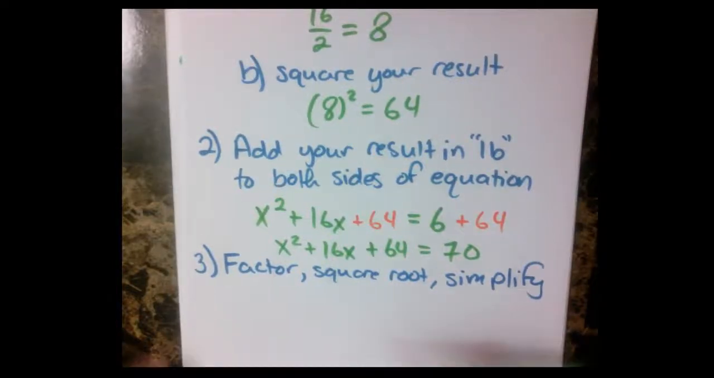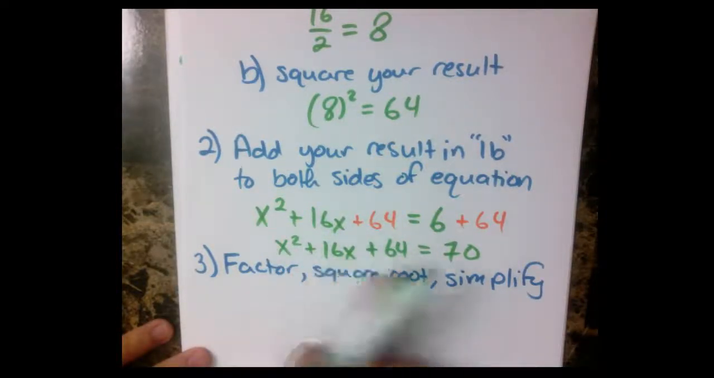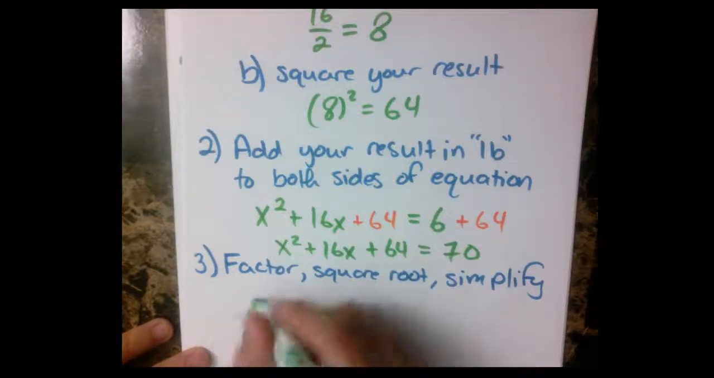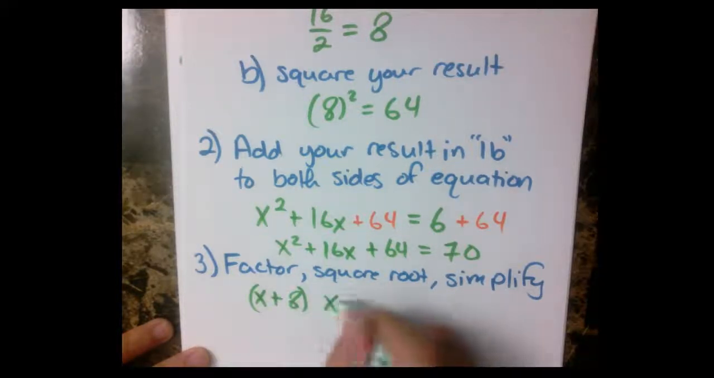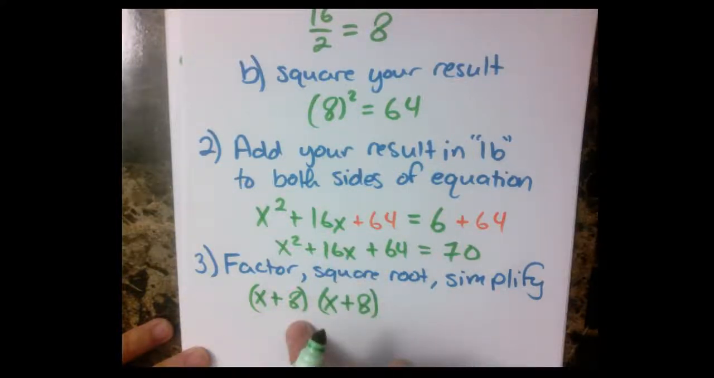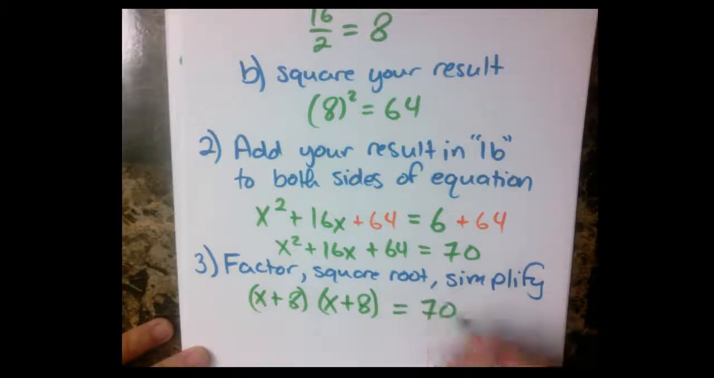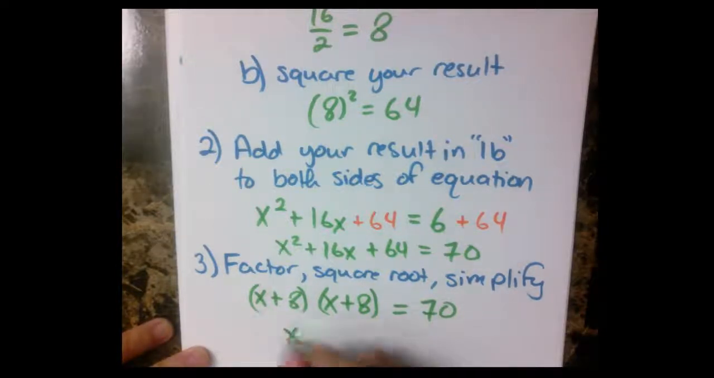But what we're going to do is factor this. So x squared plus 16x plus 64. Remember, this is a perfect square trinomial. So what is the square root of 64? It is going to be 8. And remember, there's a positive 16, so it must be x plus 8, x plus 8. If instead I had a negative 16, this would be x minus 8, x minus 8. Okay? And remember, this is equal to 70, and we write this as x plus 8 squared.